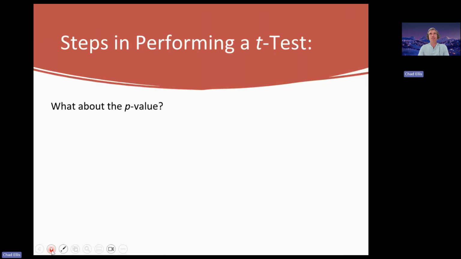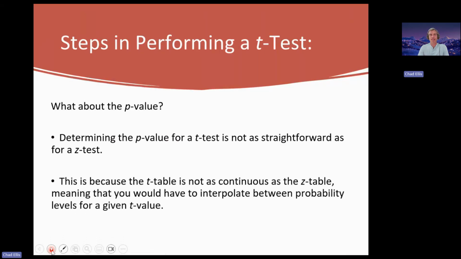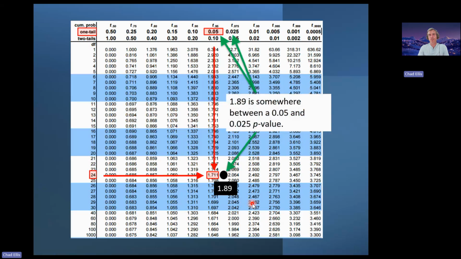P-value is useful to calculate, because that tells us the chance or probability that we're going to commit a type 1 or false positive error. Unfortunately, calculating the p-value for a t-test is not quite as straightforward as for a z-test. That is because, as you saw with our t-table, it's not very continuous. But if we try to estimate what our probability is going to be, remember we calculated a t-value of minus 1.89. All the values in the t-table are positive, so we just change the t-value from minus 1.89 to plus 1.89, which lands us right where that black dot is, between 1.71 and 2.64.